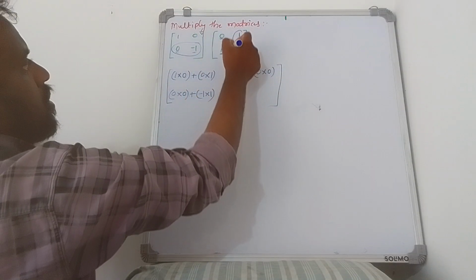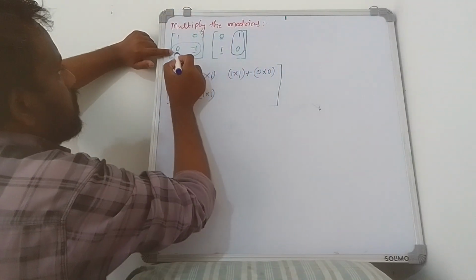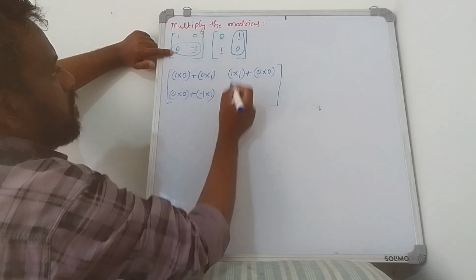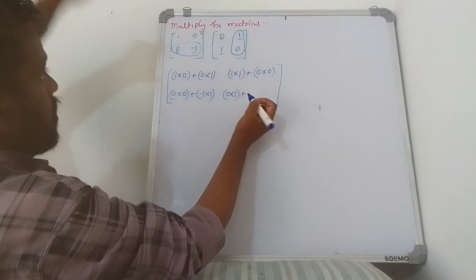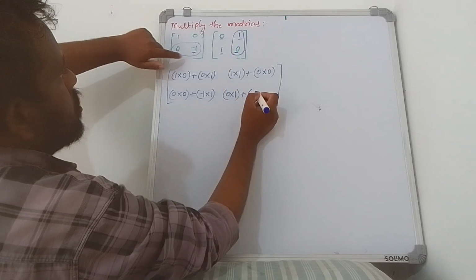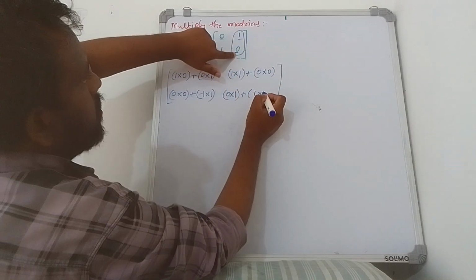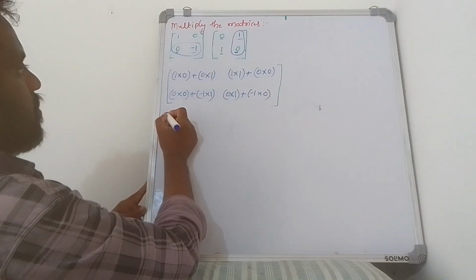Now consider the second column. Now this is first element, this is first element, so 0 into 1 bracket plus. Now this is second element, this is second element, so minus 1 into this 0. Okay, now simplification.